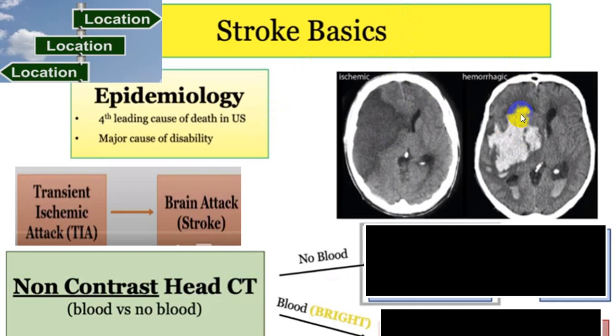If you come across this dense opacity, this will be CT without contrast. It will immediately rule out hemorrhagic stroke from ischemic stroke. This is typical of hemorrhagic stroke. This is ischemic stroke. So first you have to rule out that. So non-contrast CT will help you to differentiate between ischemic and hemorrhagic stroke, and in TIA you will have neither ischemic nor hemorrhagic.